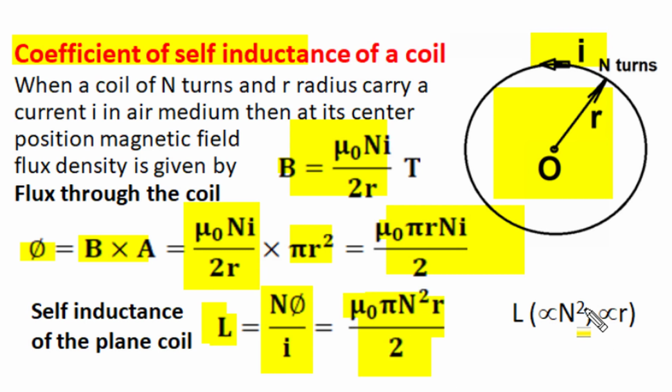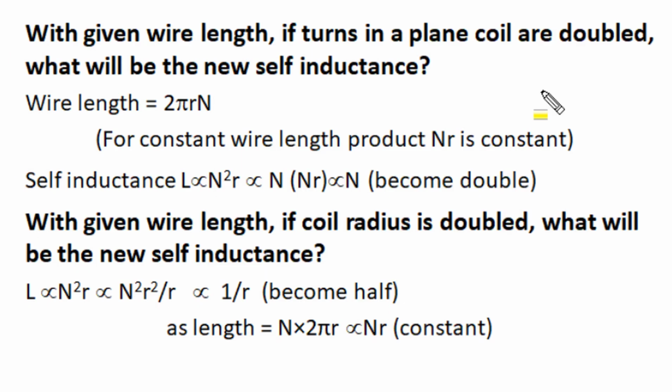And for constant radius we can say coefficient of self-inductance is directly proportional to square of turns. So with same radius, if number of turns are doubled, coefficient of self-inductance will become 4 times. And similarly, for same number of turns, coefficient of self-inductance is directly proportional to radius. There are some tricky questions which may be asked in our examination.